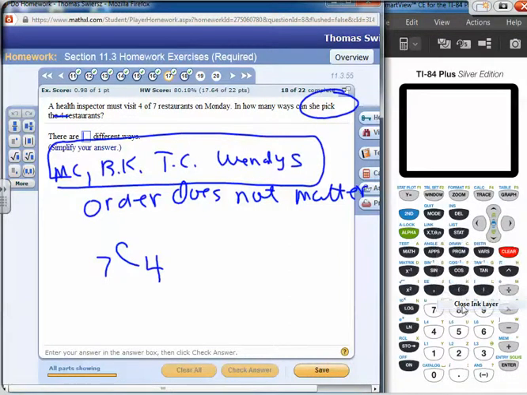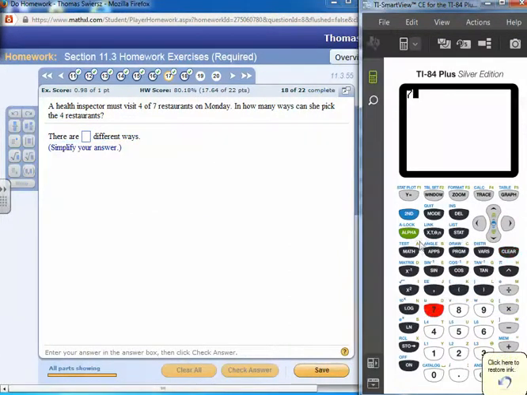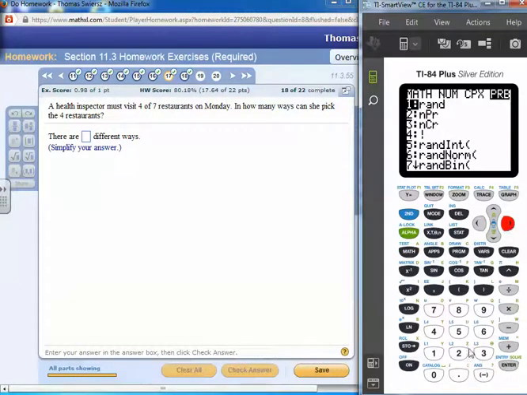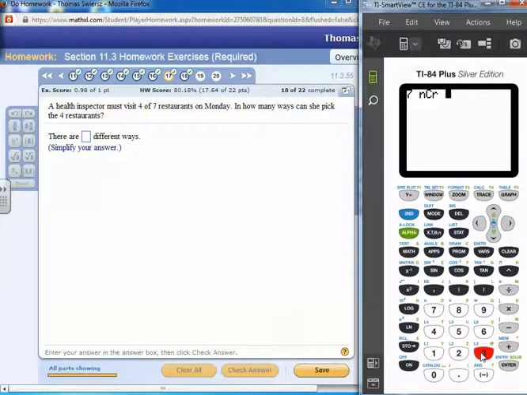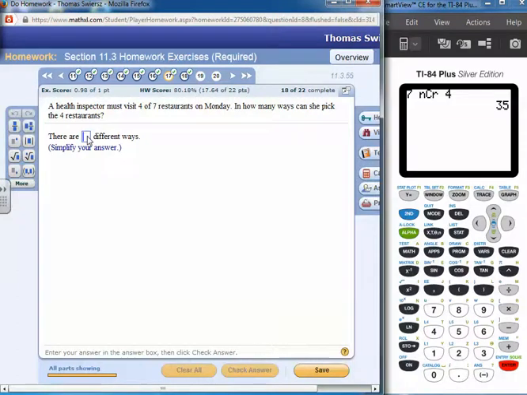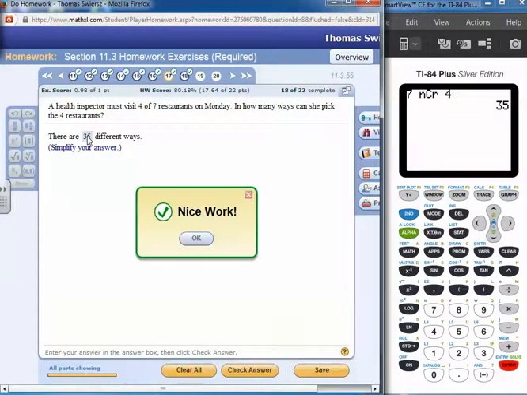All right, so we'll let our calculator do the computations. Type 7, the total number, go over to hit math, go over to probability. Combination is number 3, nCr, and then we're selecting 4 of the restaurants, and the answer is 35.